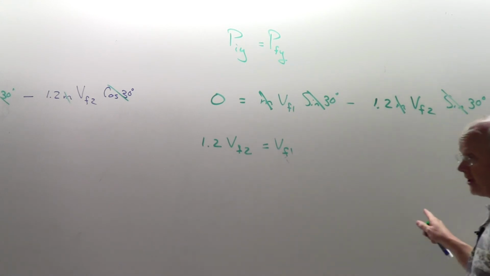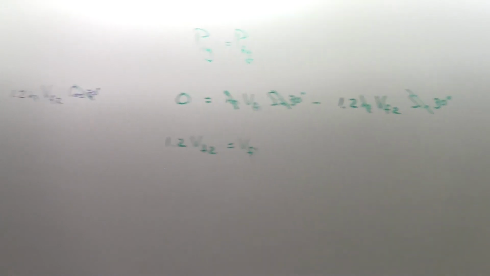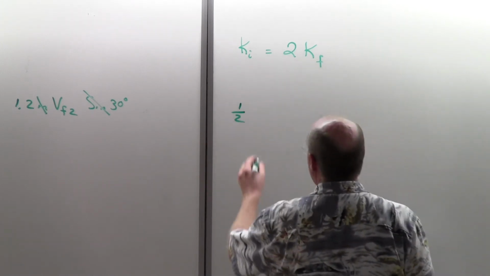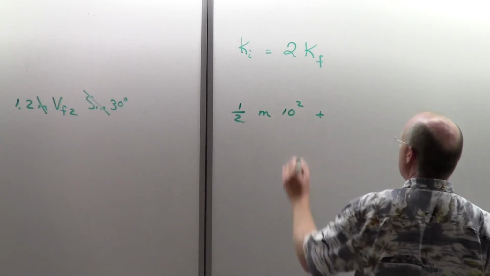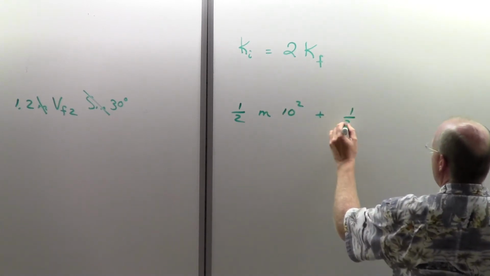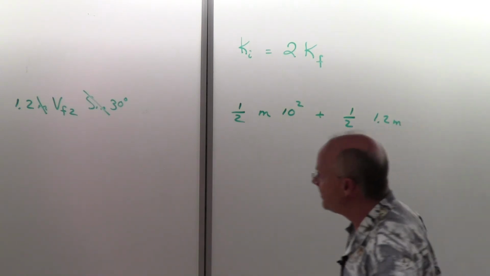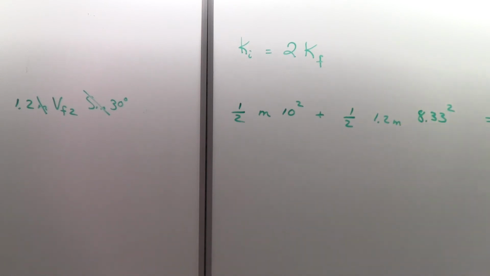So it looks like in order to finish this problem, I'm going to have to make sure I look at the energy too. So as I look at the energy, I would have, and I'll start with the green one over there, 1/2 times m times its speed of 10 squared. And the other, the blue one, 1/2 of 1.2 m times its speed. What was the speed before? 8.33 squared. So that is the total energy before the collision.